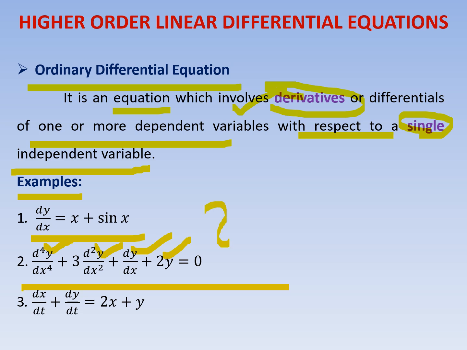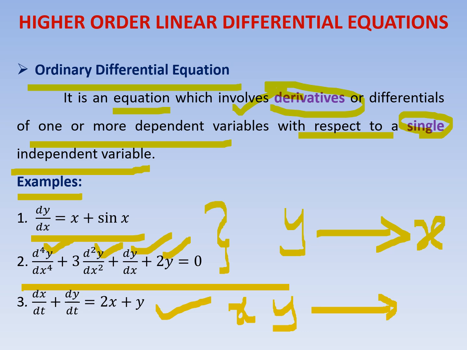In these two examples, the equation involves derivatives of one dependent variable y with respect to a single independent variable x. Now third example, dx by dt plus dy by dt is equal to 2x plus y. In this example, the equation involves derivatives of two dependent variables x and y with respect to a single independent variable t. Thus, these are some examples of ordinary differential equations.